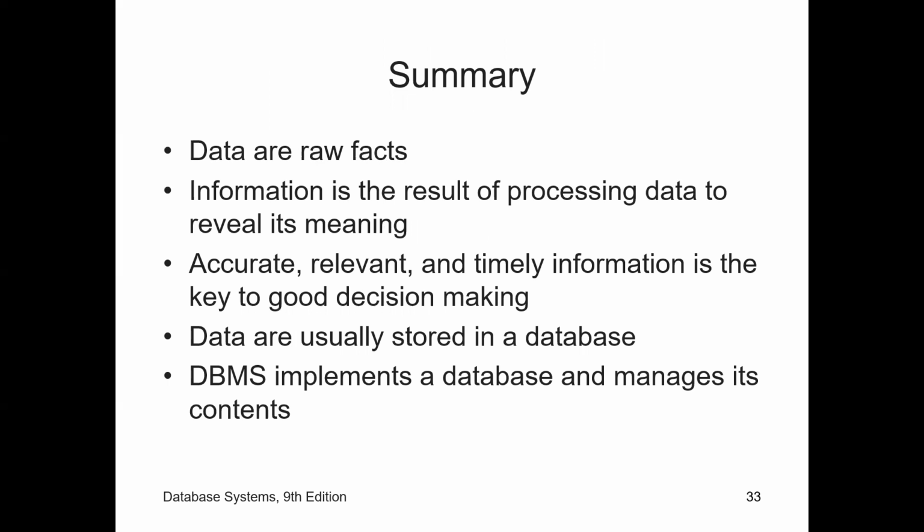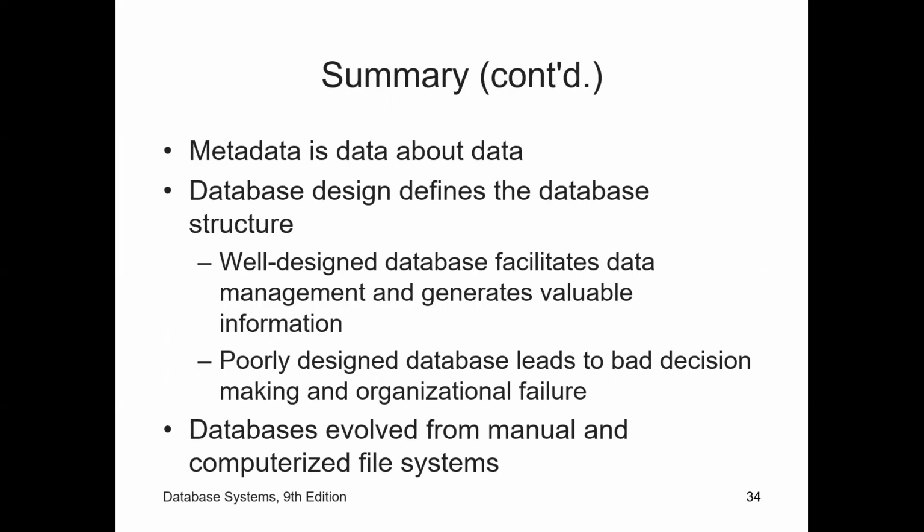Let's go and summarize the lecture. Data are raw facts. Information is the result of processing data to reveal its meaning. Accurate, relevant, and timely information is the key to good decision making. Data are usually stored in a database. A database management system implements a database and manages its content. Metadata is data about data. Database design defines the database structure. A well-defined database facilitates data management and generates valuable information. A poorly designed database leads to bad decision-making and organizational failure.